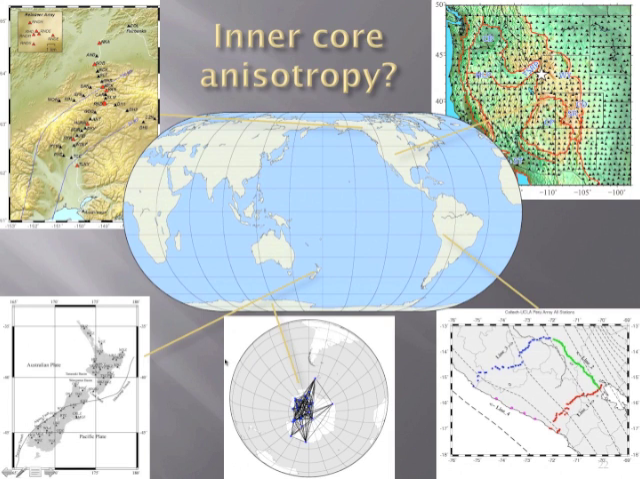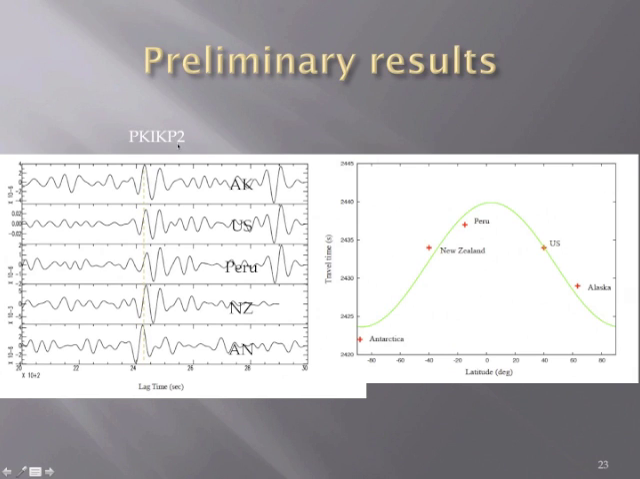Here I'm going to show some preliminary results for these 5 different arrays, where we do cross-correlation on them and stack them. And look, for the PKIKP2 phase, we can actually see a clear signal in all of these 5 arrays.